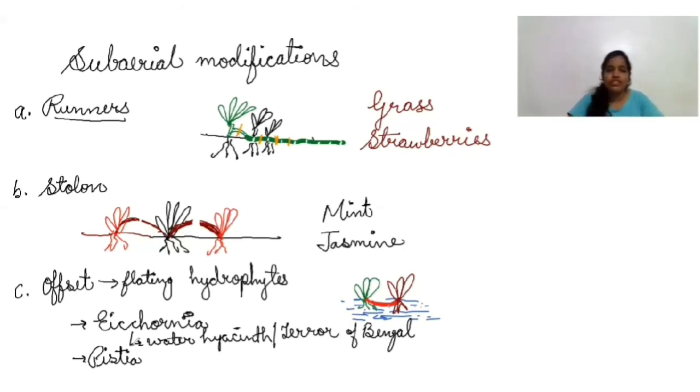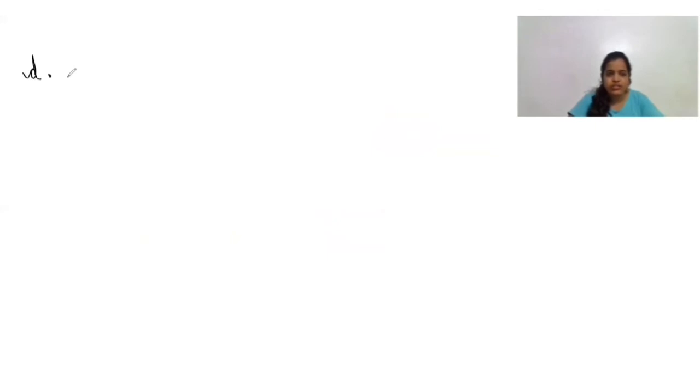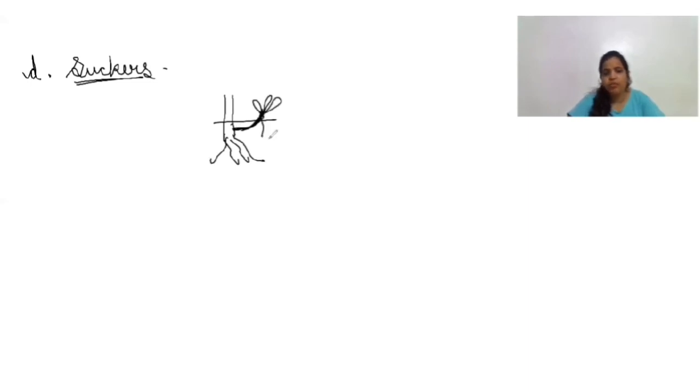Then we have type D for the modification, and the type is sucker. Now, these suckers have the stem modified, which is present within the soil. So this is the stem, and some part of the stem is present in the soil, then roots are formed. Now, this underground stem first starts growing within the soil, but after some time it comes out of the soil with oblique growth and gives out new branches, and leaves are formed over here. So what type of growth is seen? One characteristic feature, oblique growth. Oblique growth is seen in the suckers.